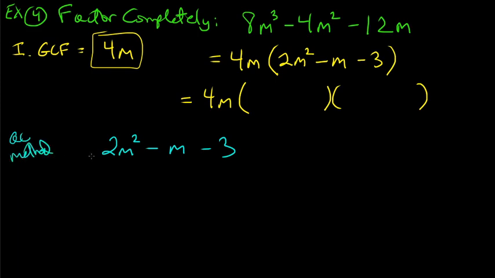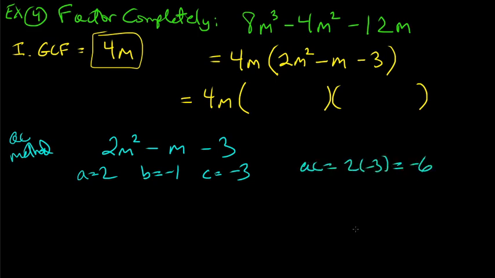All right, A is not 1. A is 2, well, let's write that down. A is 2, B is negative 1, and C is negative 3. So it's not a perfect square trinomial, and A is not 1. So yet again, it's the AC method. So let's see, A times C is 2 times negative 3, which is negative 6. So what two numbers have a product of negative 6 and a sum of negative 1?